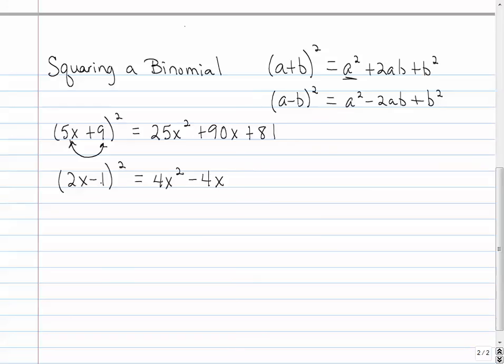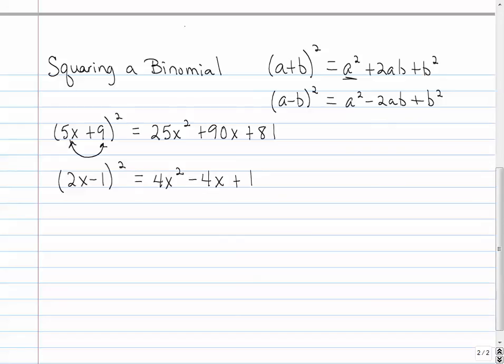And then you square your last term. Negative 1 times itself is plus 1. And that's the answer. So see, you square the first term, then you multiply the two terms together, and then double that. And then you square the last term.